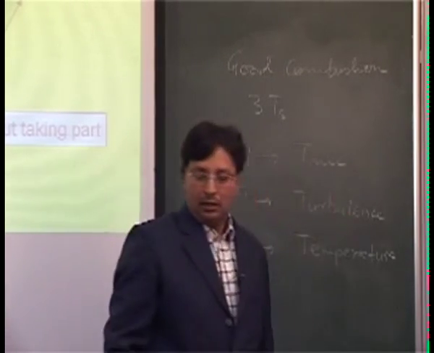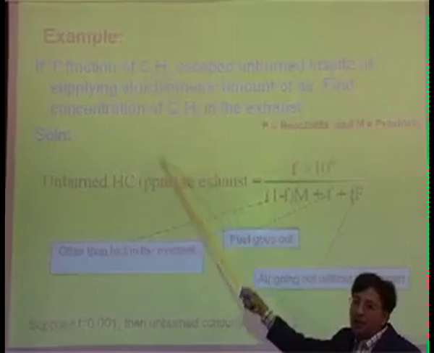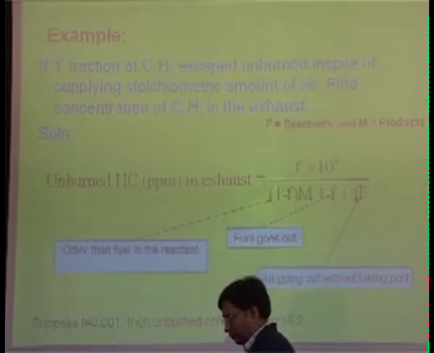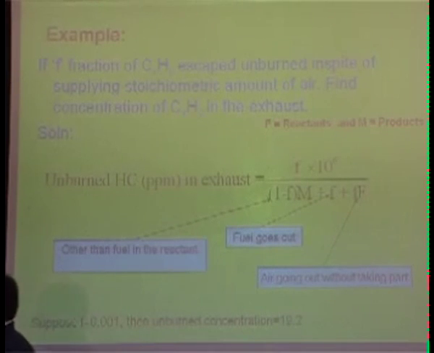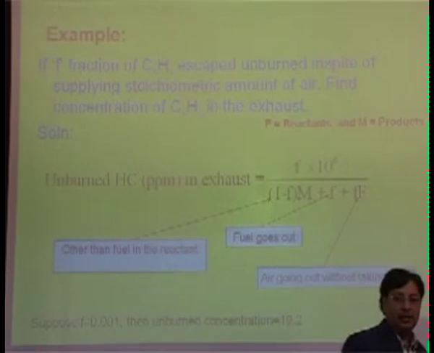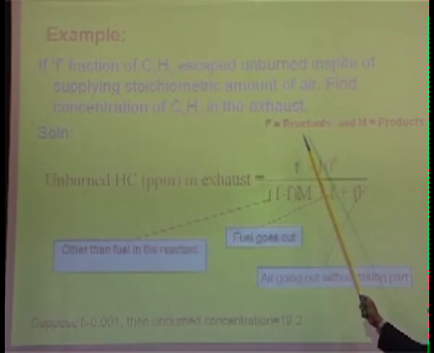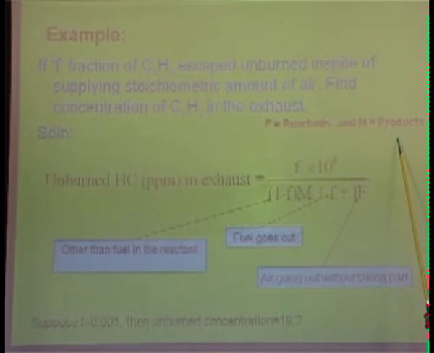If you don't have these three T's properly, things go unburnt. Suppose something went wrong and some fraction of the fuel went unburnt, in spite of supplying the stoichiometric amount of air. Find the concentration, because now this becomes a pollutant. As an air pollution engineer, I am interested in the emissions of hydrocarbon in the product rather than in the reactants. Don't forget, F was the reactants and M was the products.